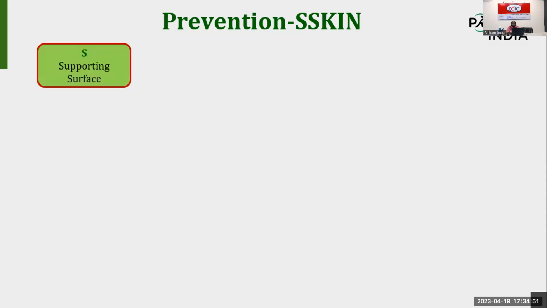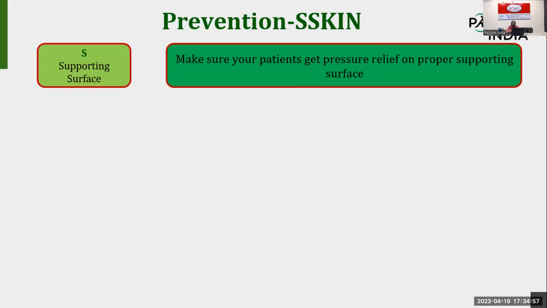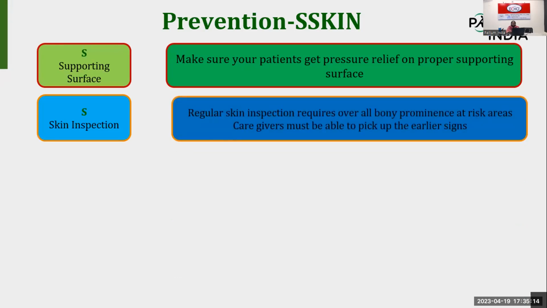What is first is supporting surface. You have to make sure that your patient is getting a proper supporting surface, like an air mattress or water mat, or air cushions or soft mattress, anything. You have to think about that first. And the next, S is skin inspection. Whenever we turn the patient from one position to the next, like supine position to the side-lying position, you have to check the bony prominence and skin very well, so that we can identify any color change on the skin early.